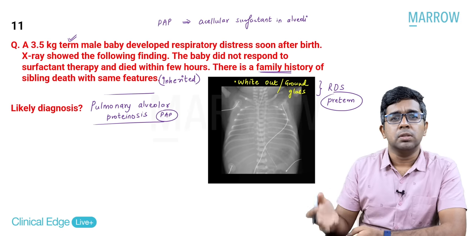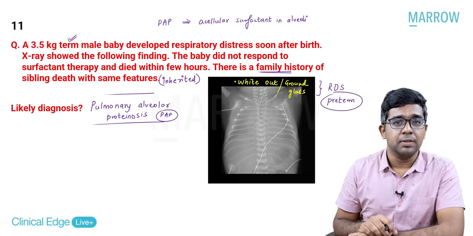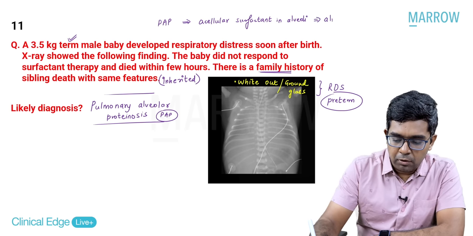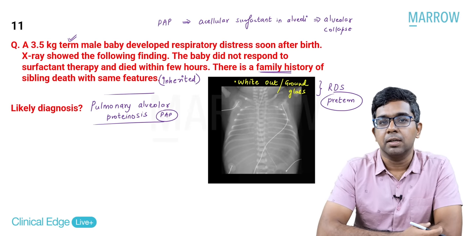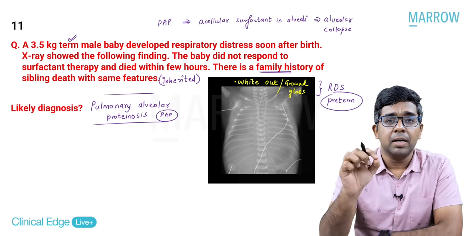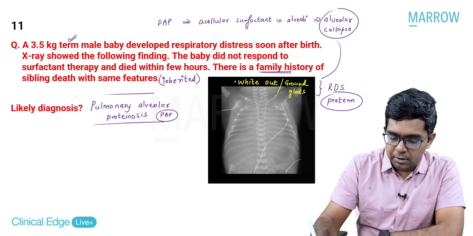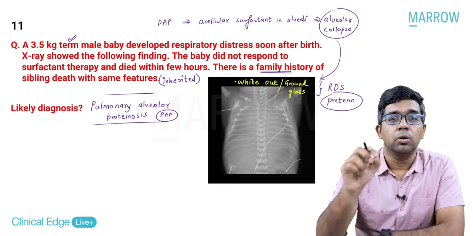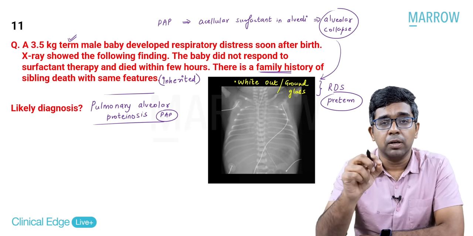And you all know that the old surfactant cannot have any function. So that is why it is not able to lower the surface tension and predisposes to what? It predisposes to alveolar collapse, followed by respiratory distress in this particular condition. And why does it mimic RDS? Because the alveolar collapse itself gives rise to the appearance of white out or the ground glass appearance. Okay, right? So what is the situation? Again, a quick recollection of what I have told you.